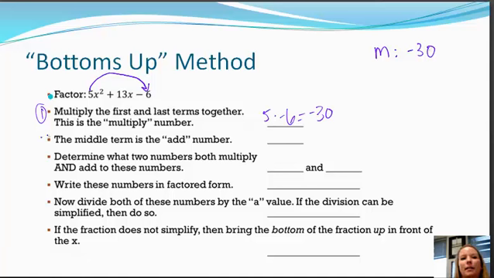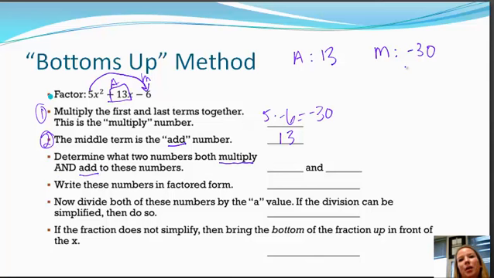Alright, then second step, we're going to get the add number from the middle term. So this is our add number here. This is the add, this is the multiply. So our add number is a positive 13. Let's write it over here. Okay? Then we need to determine what two numbers multiply to get negative 30 but add to get 13.